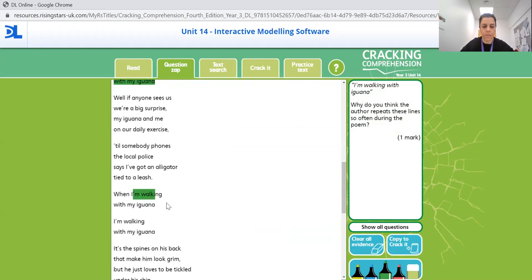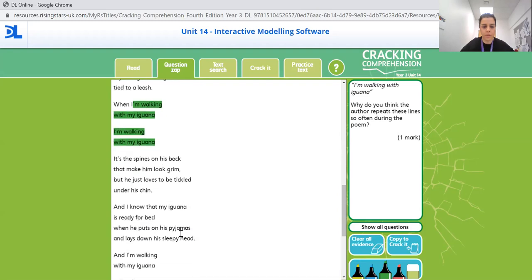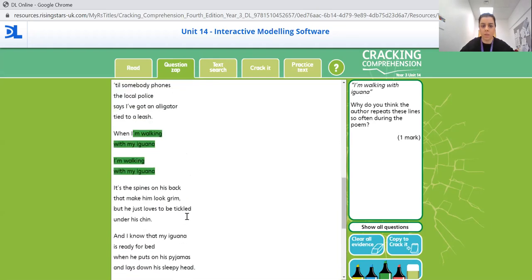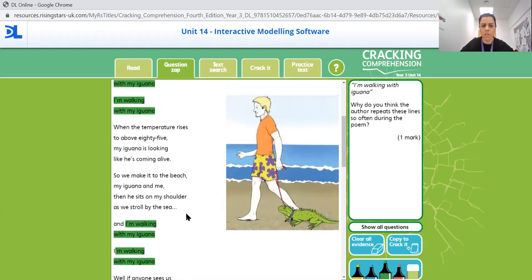It says it again there. So often throughout it, it says those words. It repeats those words. Why do you think it does that?